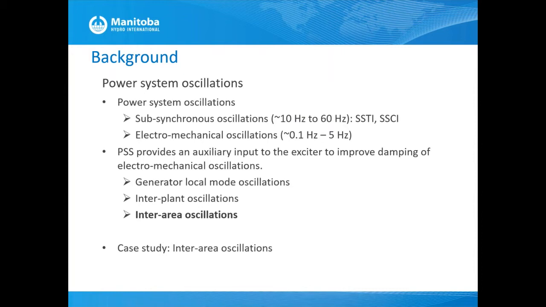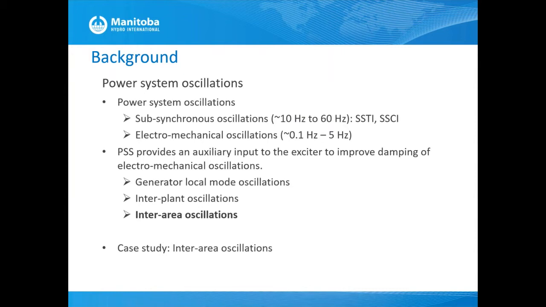Now, there can be three types of oscillations in the electromechanical category. They are called generator local mode oscillations, which are essentially the oscillations between controllers inside the generator, the exciter, the governor, or the interaction of them. Then the other type is interplant oscillations, which are essentially oscillations happening between close by or nearby plants.